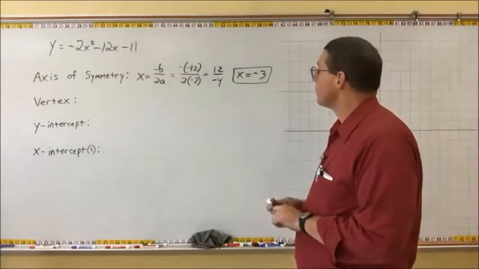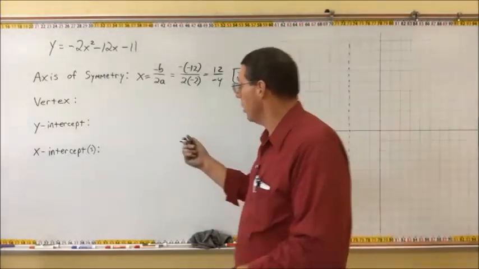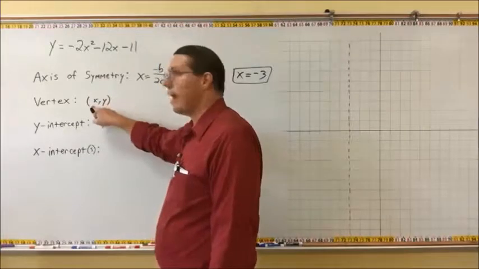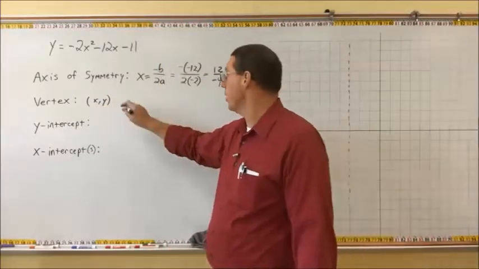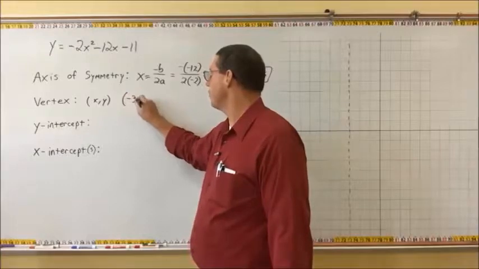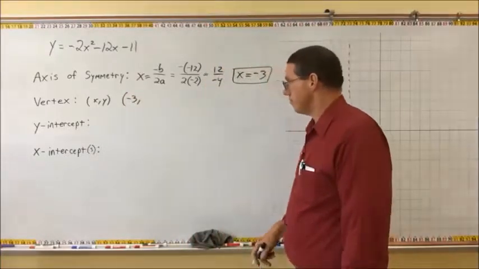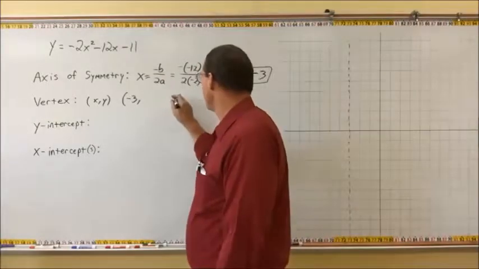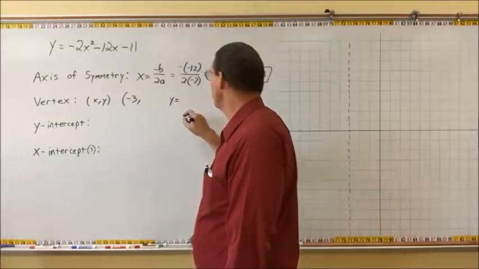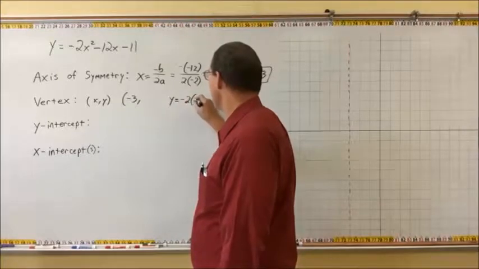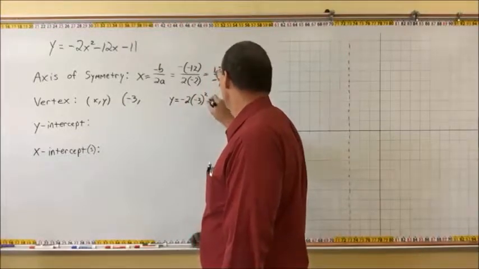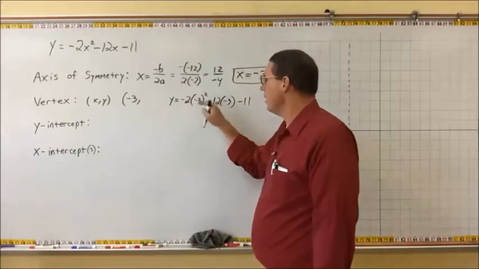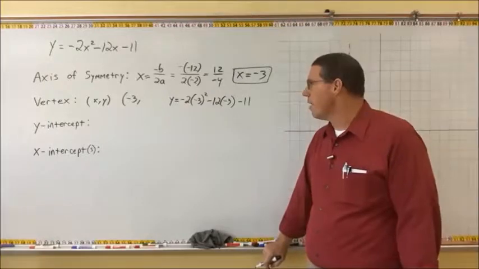Now, we need the vertex. Well, we already know that the vertex is an xy coordinate, where the x coordinate is the axis of symmetry. So the vertex is going to be at negative 3, comma, right? And now we're going to plug the negative 3 into the original function. So y is equal to negative 2 times negative 3 squared minus 12 times negative 3 minus 11. So negative 3 squared, that's 9.